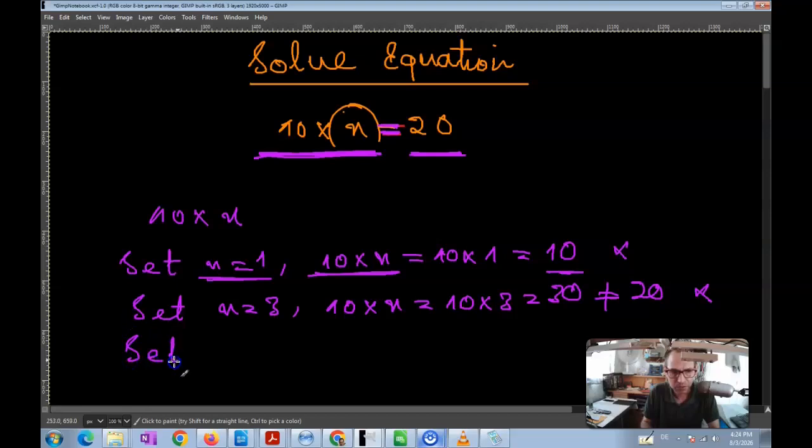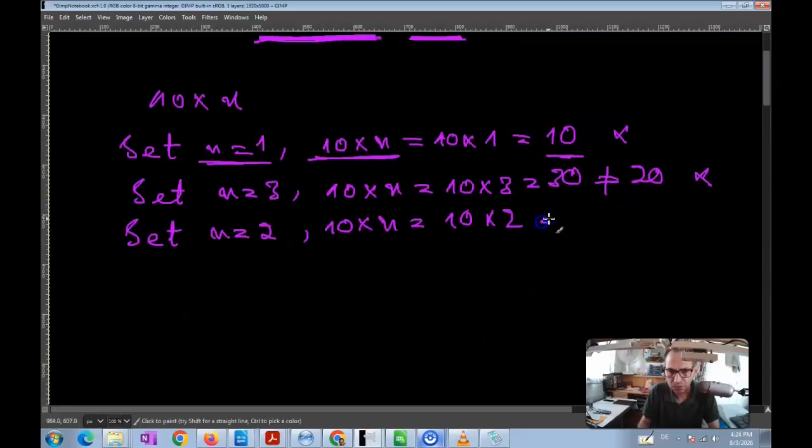Now suppose that I set x equal to 2, then 10 times x would be equal to 10 times 2, which is equal to 20. And since I was looking for 20, this is the correct answer and this is the correct value for x, right? Now you see that solving the equation this way, I'm using the method of trial and error.